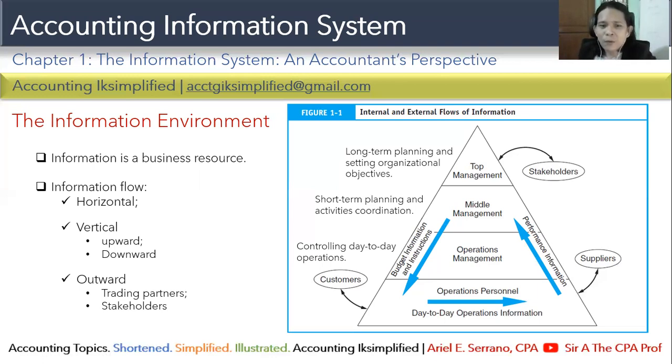Okay? Now, the last one that I mentioned earlier in information flow is outward. And our examples here can be trading partners or stakeholders, right? There are also customers, I'm just adding. So the information may go from within the organization to outside the organization.